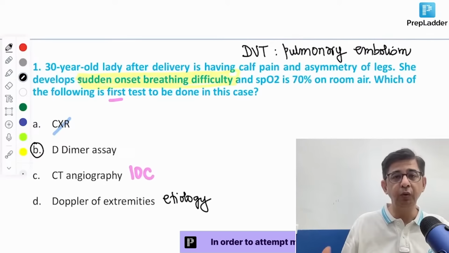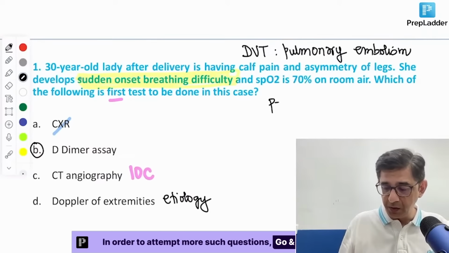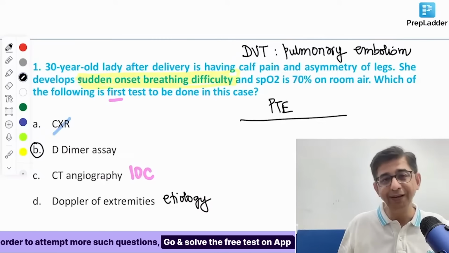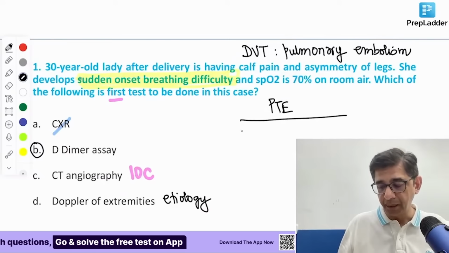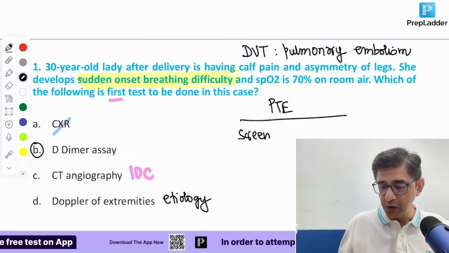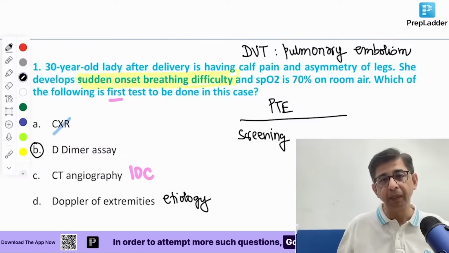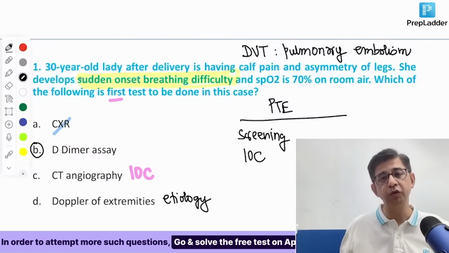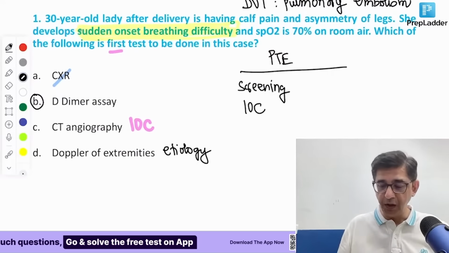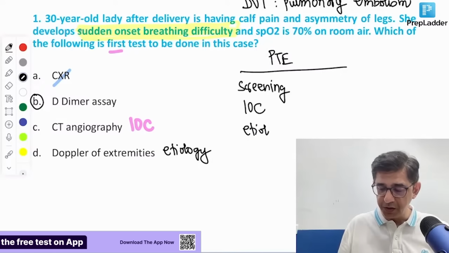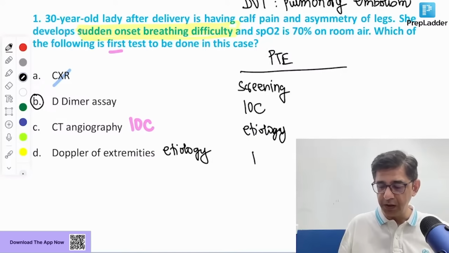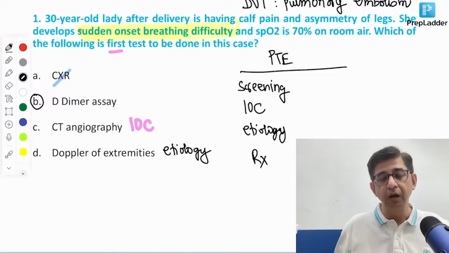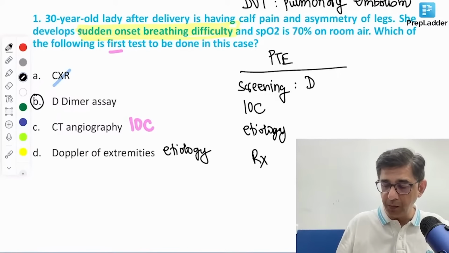So I just want to emphasize that in the question of pulmonary thromboembolism, 3 tests or 3 aspects should be remembered. One is, he will always ask you what is the screening test. He will always ask you the investigation of choice. He will ask you how do you determine the etiology, and then he will say what is the treatment for this condition. For all MCQs of pulmonary thromboembolism, the standard data is D-dimer assay.